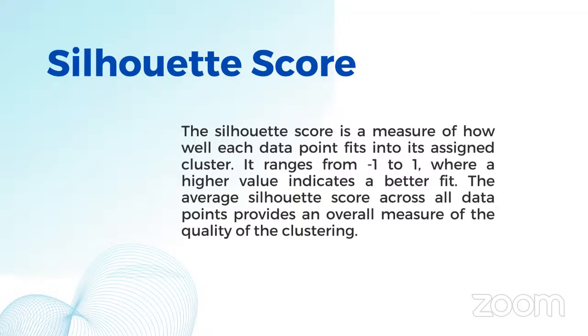The silhouette plot displays the measure of how close each point in one cluster is to the points in the neighboring clusters, and this provides a way to assess parameters like the number of clusters visually. As we have seen, it ranges from -1 to 1. This is the specific range.